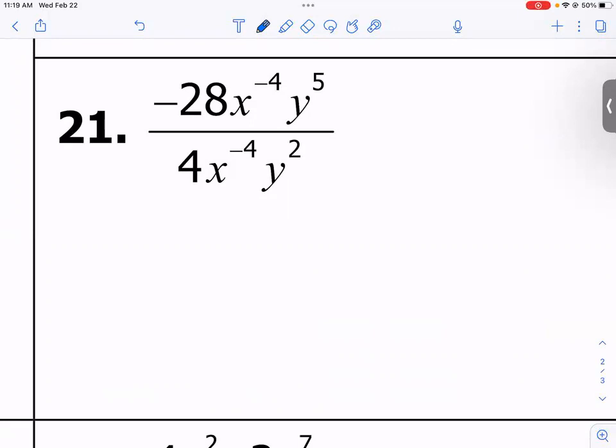All right, yellow table, what's your answer? -7x and y3. Anybody disagree? And what's x to the 0? You put the 1.